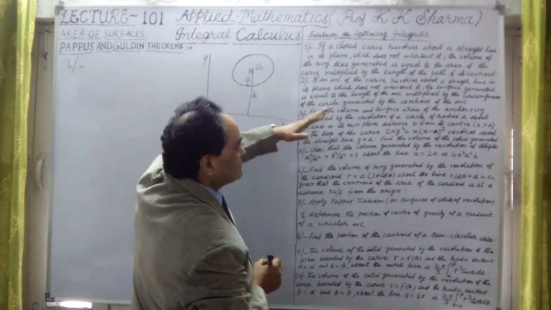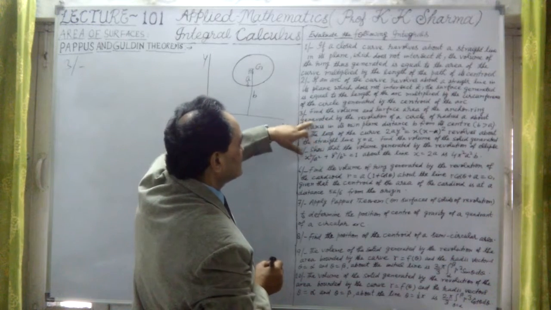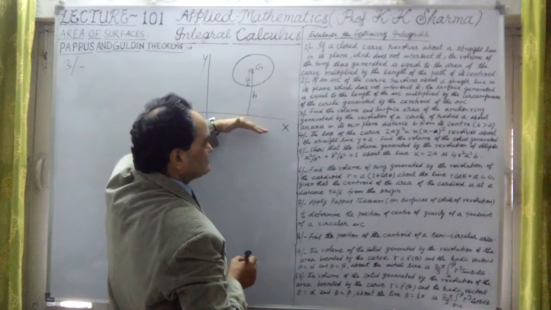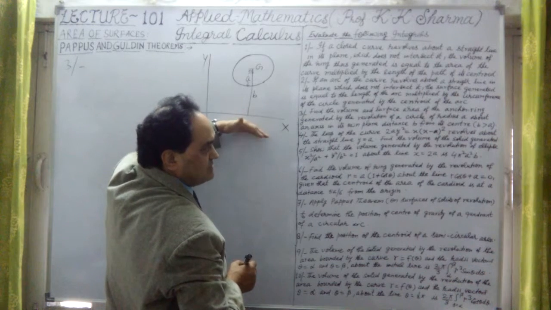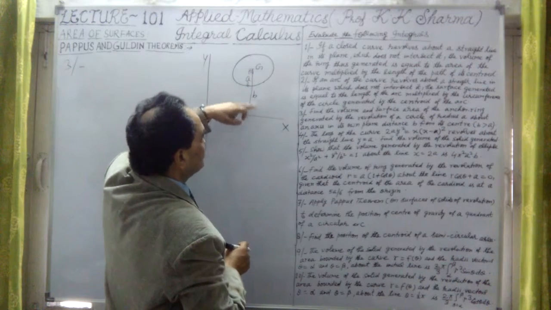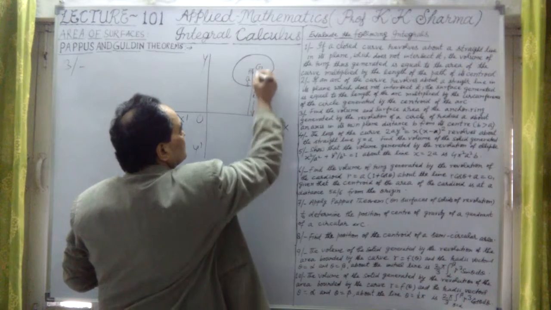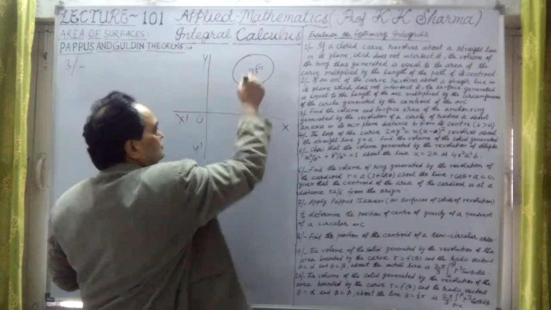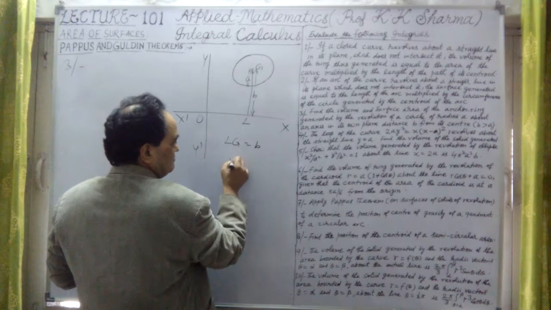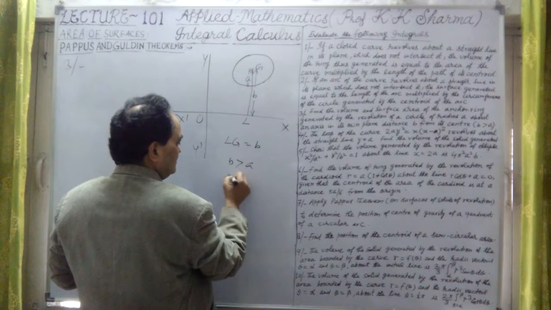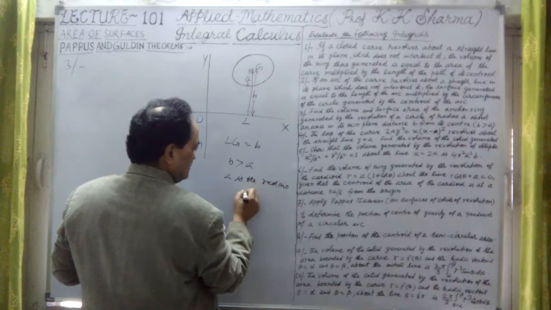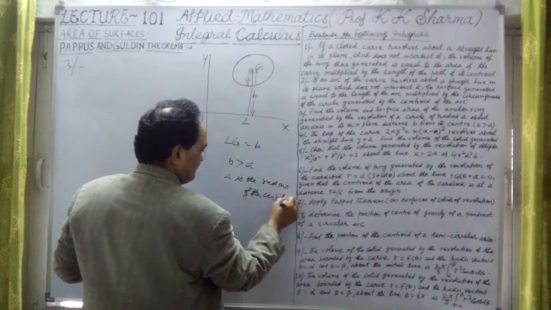Find the volume and surface area of the anchor ring generated by the revolution of a circle of radius a about an axis in its own plane. That axis is distance b from its center. Let me take point L here, so LG equals b. b is greater than a, the radius. Here a is the radius of the circle.